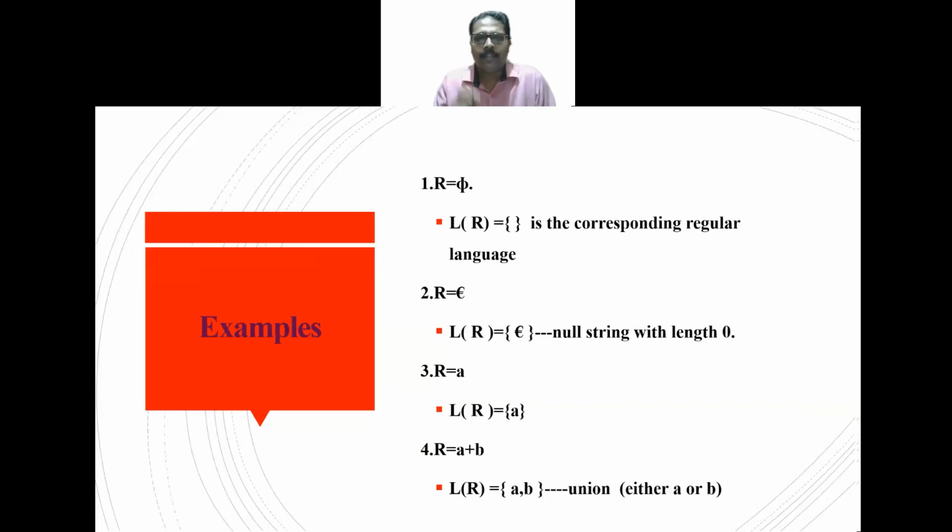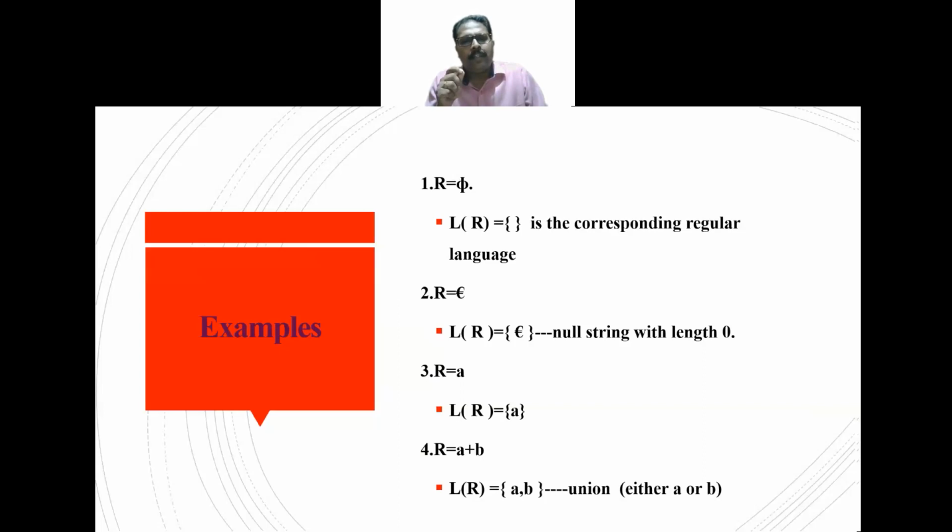And third example, R equal to A. Regular expression R equal to A. Then the language over that regular expression is equal to the set containing A. Then fourth example, the regular expression R equal to A plus B. Plus can be represented as a union operation. The product can be represented as an intersect operation.